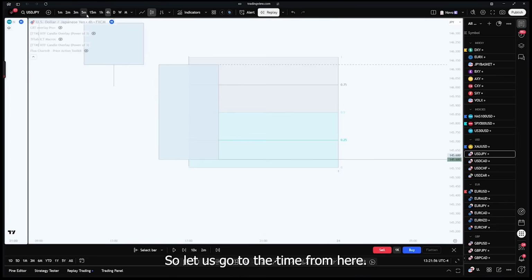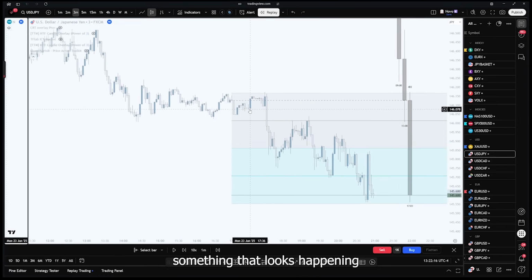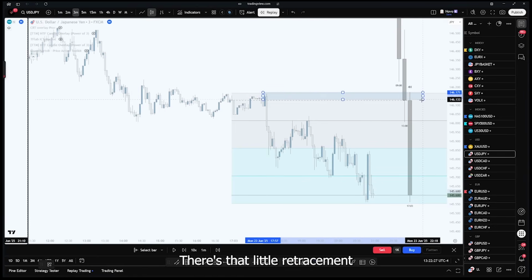So let us go to the lower time frame here. I've got 3 minutes. Now I want you guys to also notice something. Look what's happening. When it's an impulsive candle here, the main thing is it makes a really short retracement, which makes this really short wick at the top. I'm just trying to show this to you guys here. There you go. There was the little retracement that this made.